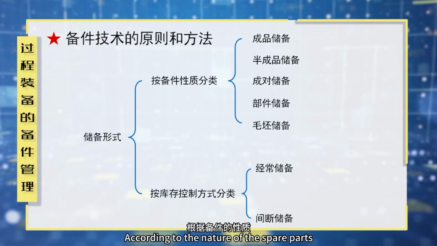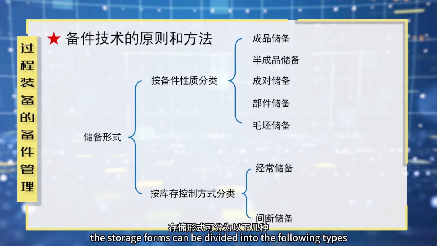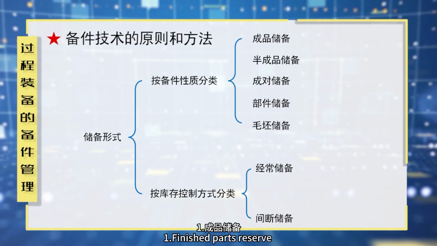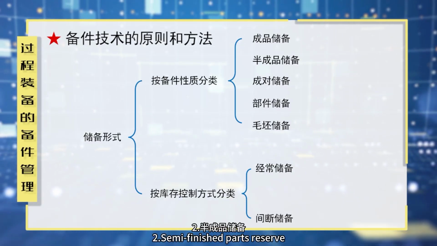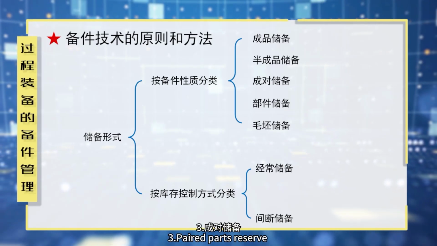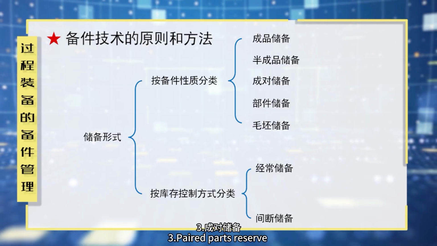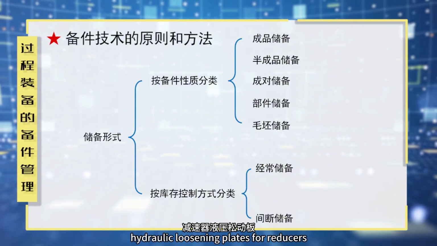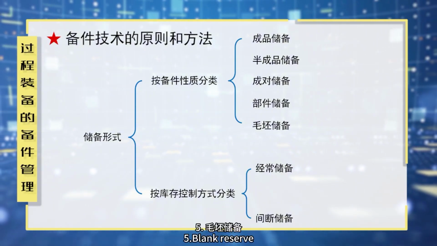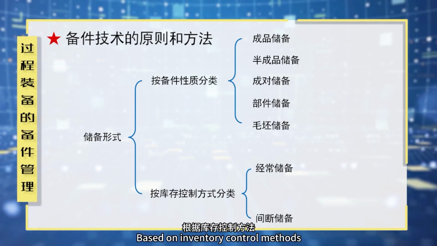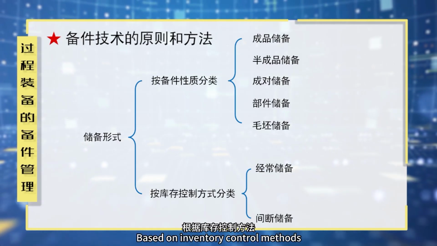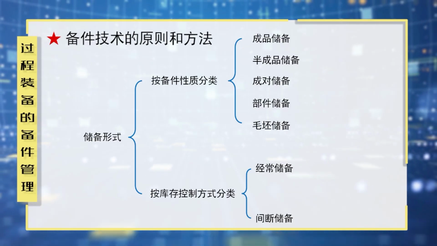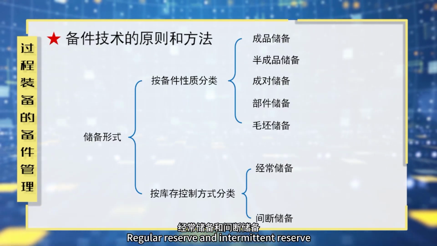According to the nature of the spare parts, the storage forms can be divided into the following types. First, finished parts reserve. Second, semi-finished parts reserve. Third, paired parts reserve. Fourth, component reserve, for example, hydraulic loosening plates for reducers. Fifth, blank reserve. Based on inventory control methods, storage forms are further divided into two types: regular reserve and intermittent reserve.